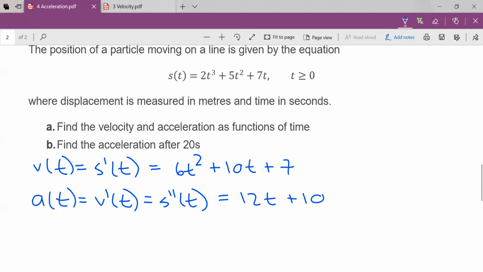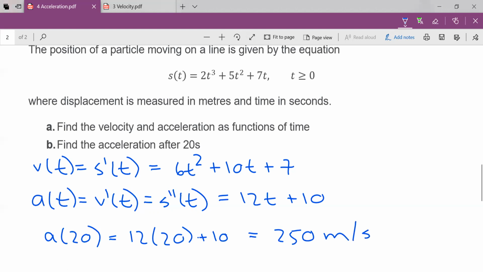And B says find the acceleration after 20 seconds. Okay, well, the acceleration at 20 seconds. So all we do then is we let time be 20. And what's that going to give us? 240, that's 250 meters per second squared. Okay, just like that. So again, these questions actually aren't that difficult. If you've really mastered the idea of what velocity is in the first place, then acceleration is going to be okay as well.